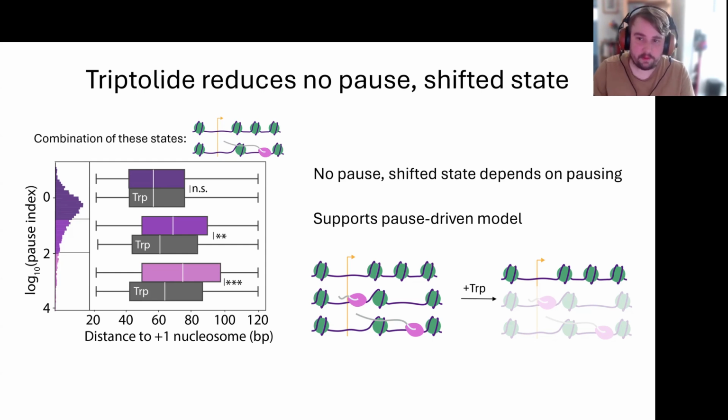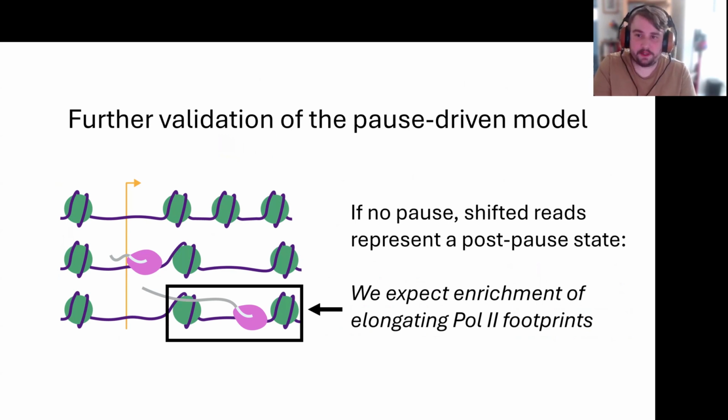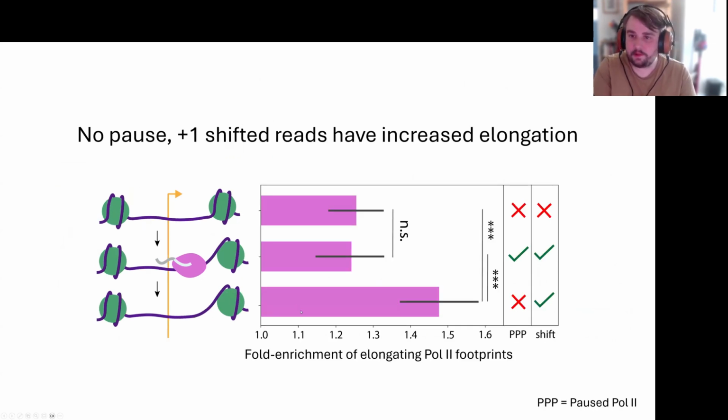So that fits with the second model where pausing is driving this change. We can also test this model in a different way and add an additional validation, which is to test another assumption, which is basically that this is occurring after the promoter proximal pause has been released and entered into elongation. And if that's true, we'd expect to see more elongating Pol II footprints in this particular subset of reads. And that's exactly what we observe.